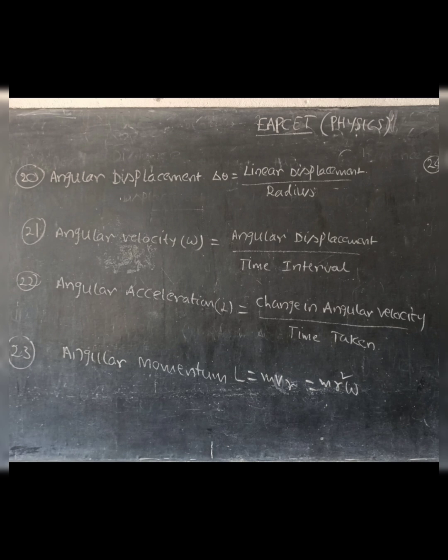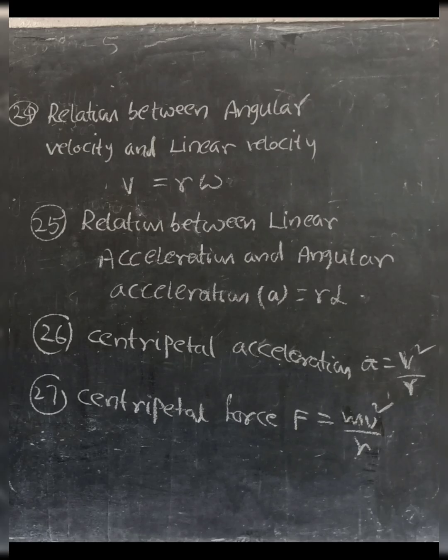V is equal to R omega. Relation between angular acceleration and linear acceleration, a is equal to R alpha. Centripetal acceleration, a is equal to v square by R. Centripetal force, F is equal to m into v square by R. When v is replaced by R omega, we get F is equal to m v square by R or m R omega square.